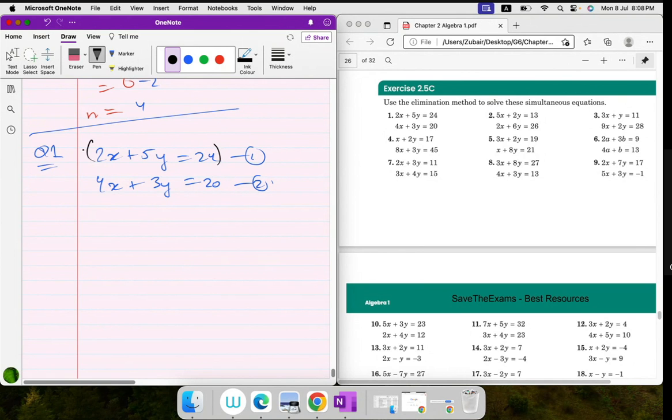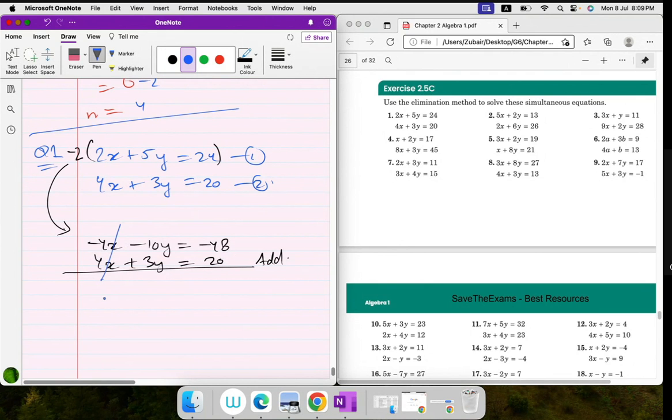We can do both, but currently we can see that it is easy to get rid of x, because for that I have to multiply equation 1 with negative 2 and no change in equation 2. So if I multiply, I get minus 4x minus 10y equals minus 48, and equation 2 stays the same, and we just add them. When you add them, you have opposite signs and same numbers, and we get minus 7y is equal to minus 28. Minus goes with minus, y is equal to 28 by 7, and y is equal to 4.